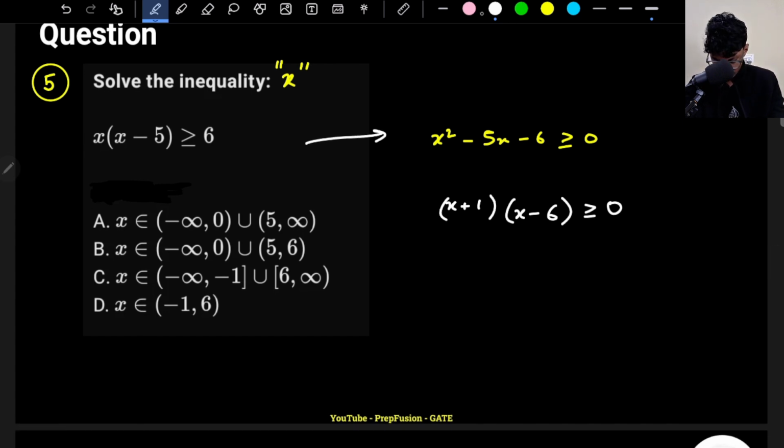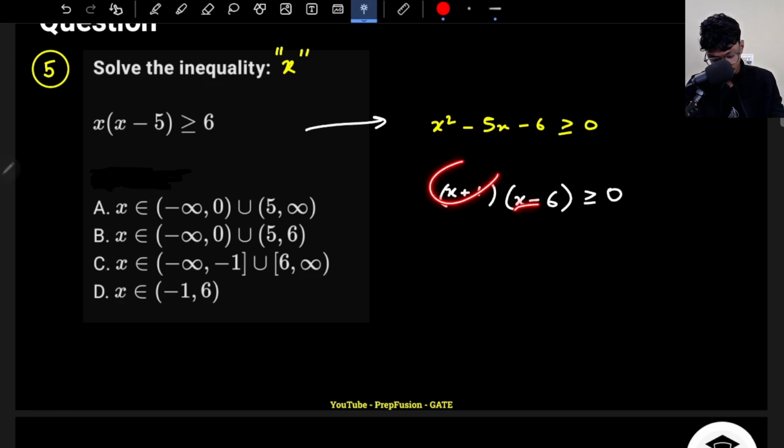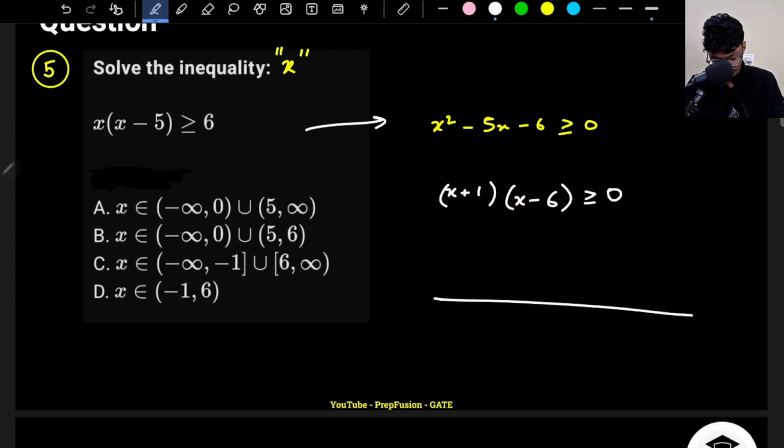So now you convert it into a standard format. Now you write down the critical points. What are the critical points? Critical points are minus 1 and 6. These are my critical points. This is my minus 1 and this is my 6. Now obviously 6 and minus 1 are also included, so I'll put a filled circle.